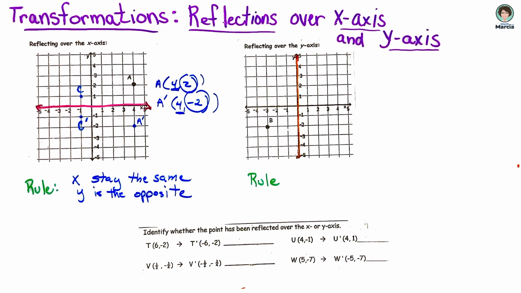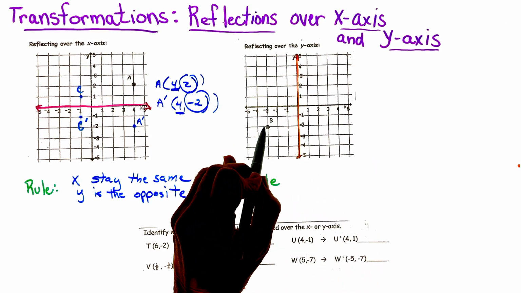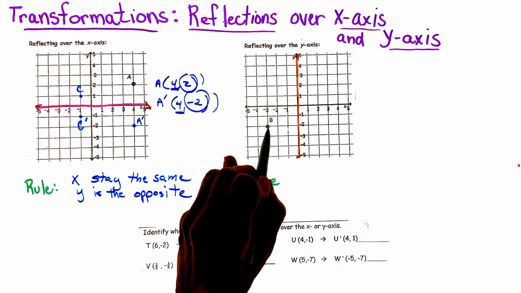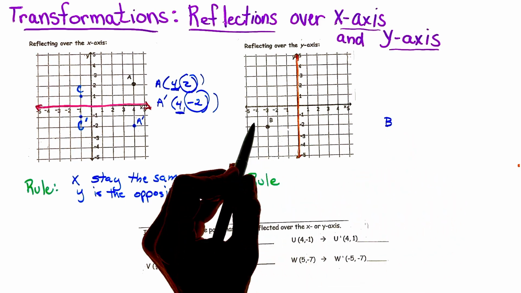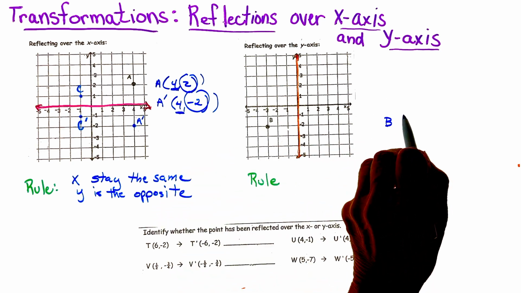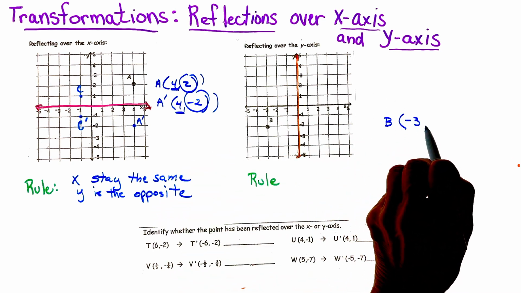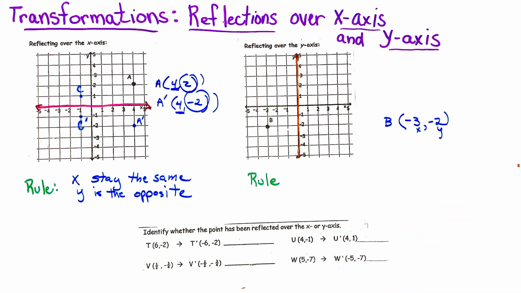Now let's look at reflecting over the y-axis. I have a point B all the way down here, and I'm going to write that B point over here so we have room. It is at -3 and -2. So B was -3 for x and -2 for y. This is our x, and this is our y.